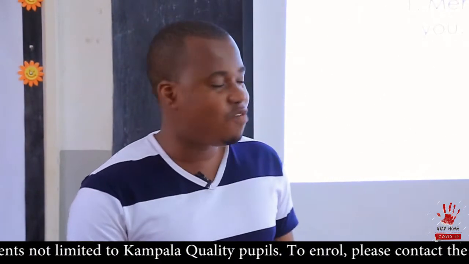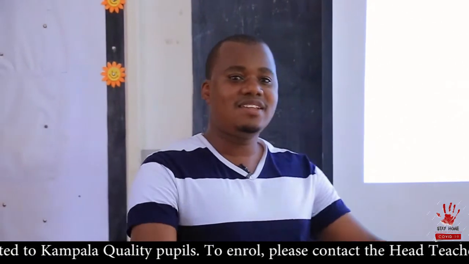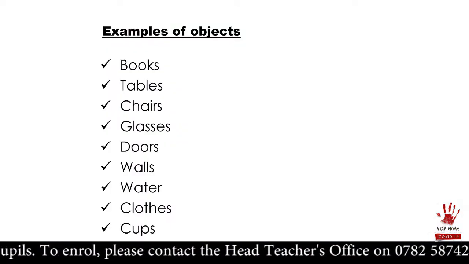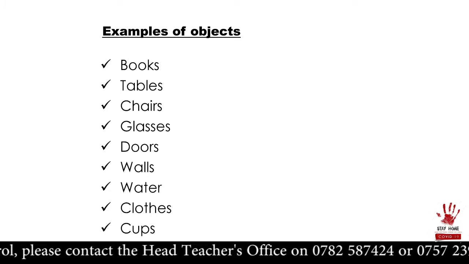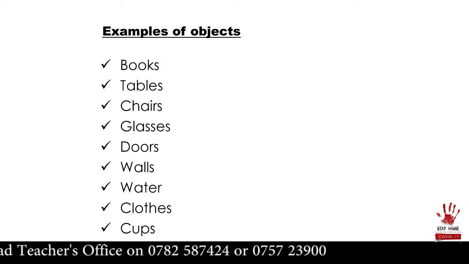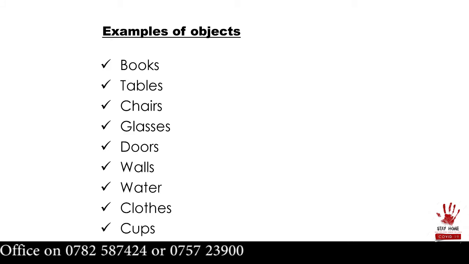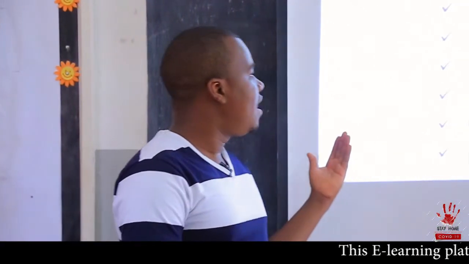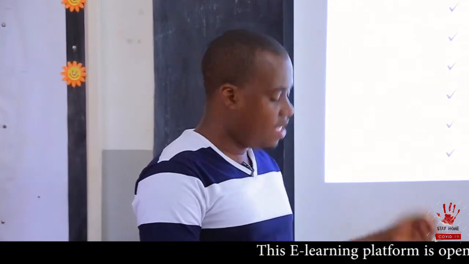Thank you. I hope your list is now very long. Maybe you have 10 or 15, I don't know. I said just things around you. And let us compare if you have some objects that are related to mine here. These are the objects I have around here, and these are the things that we can see and touch. One, books. Can we say that? Books, tables, chairs, glasses. You are repeating after me. Doors, walls, water, clothes, cups, phones, and so many others. So these are things that can be seen and touched, and so we call them objects.